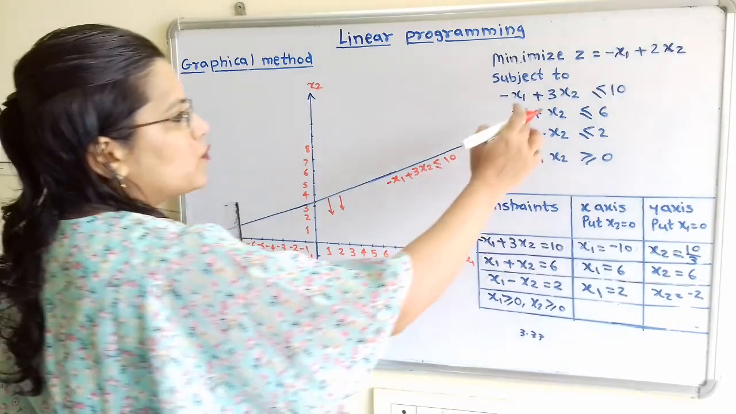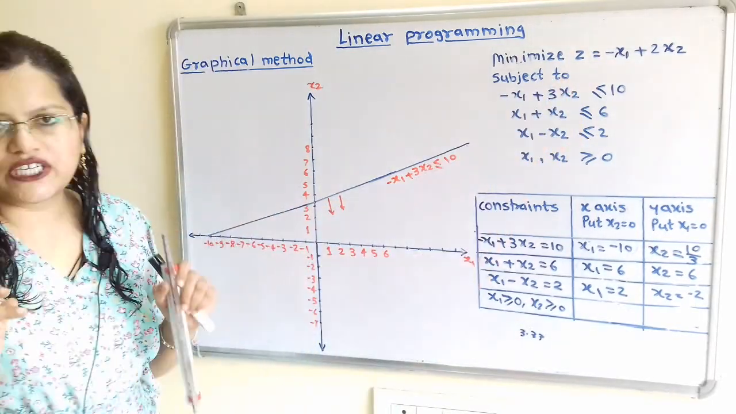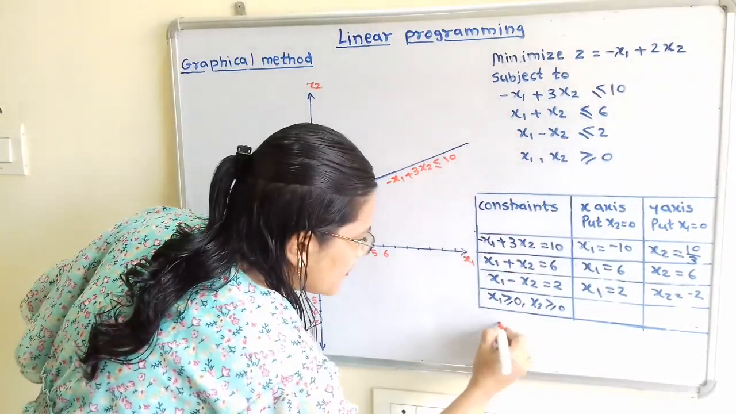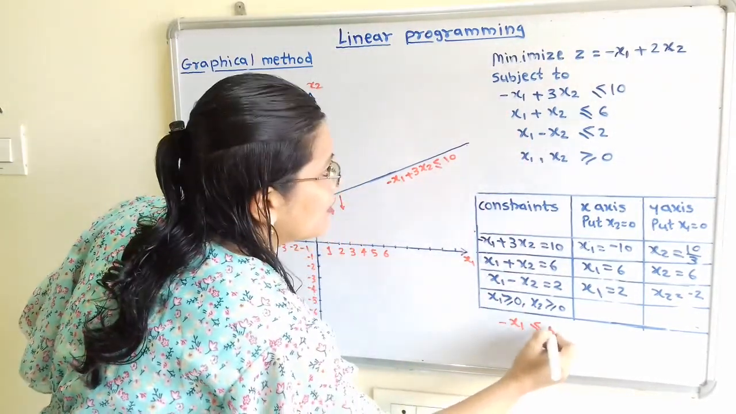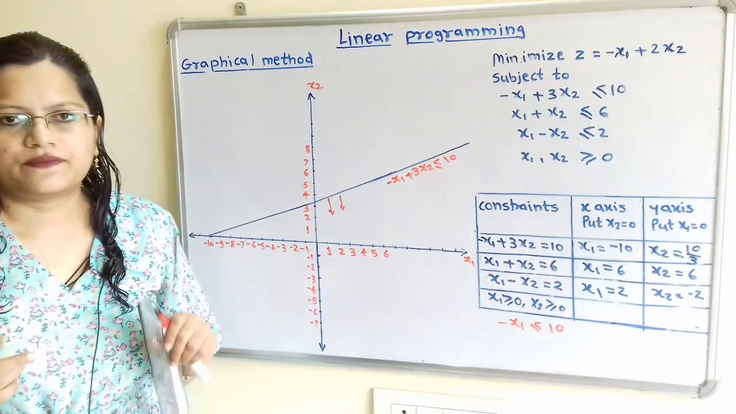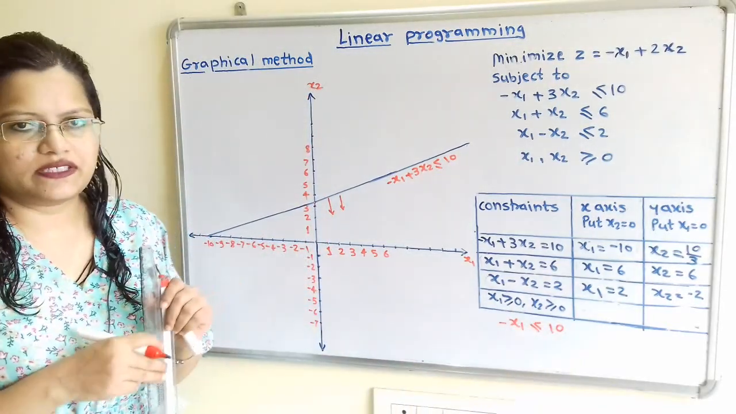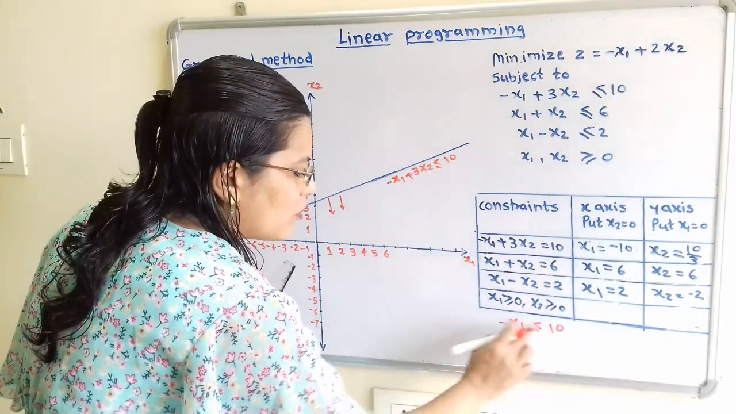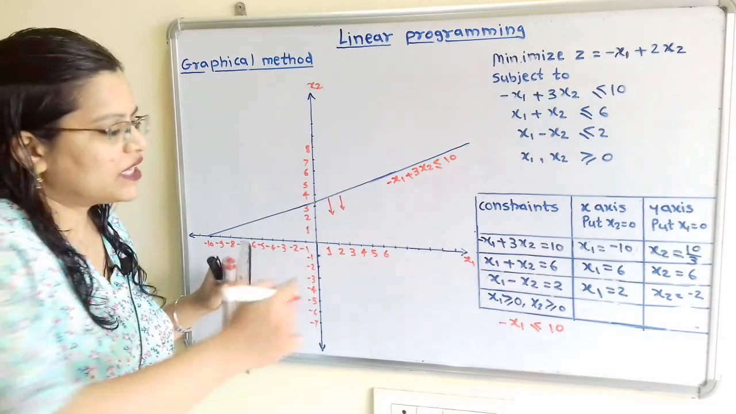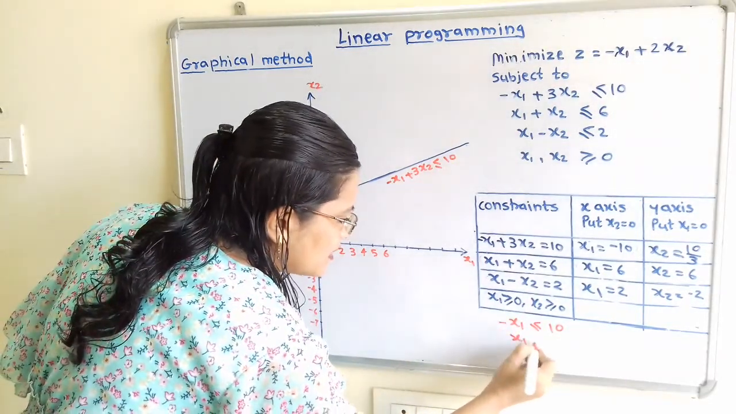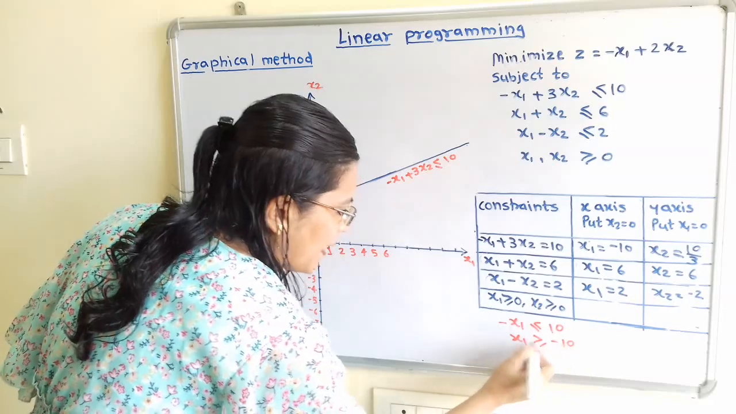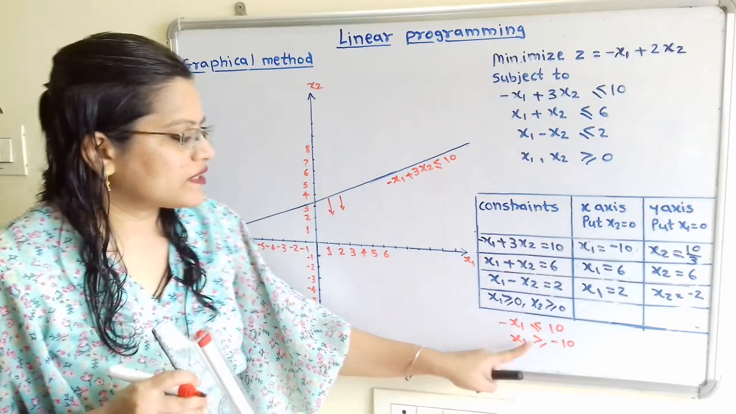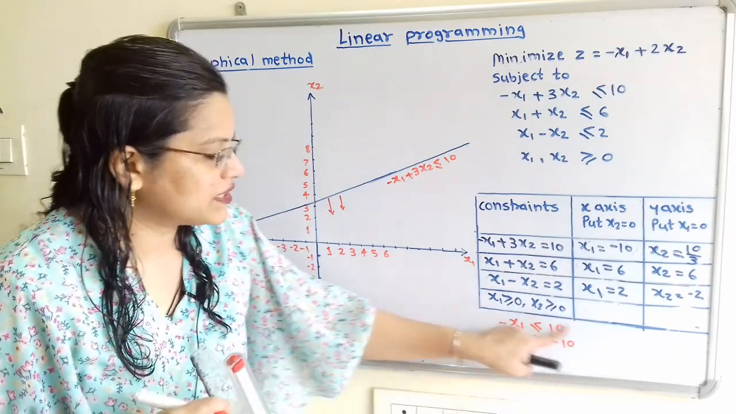Now if I put x2 equal to 0, what is the equation? I will write here: minus x1 is less than or equal to 10. Now we have to modify this, so I will multiply both sides by a minus sign. Then the equation becomes x1 is greater than or equal to minus 10. So the less than sign converts into a greater than sign, and we have to consider this condition.